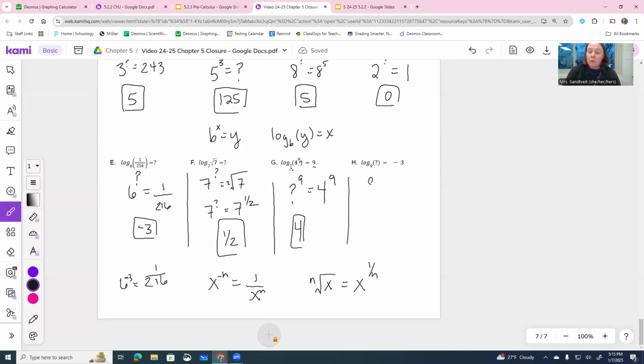All right, and then this last one, 9 to the negative 3rd power equals what? Okay, so the negative exponent using this rule I know is 1 over 9 to the 3rd. And 9 to the 3rd is 729. So this is 1 over 729.